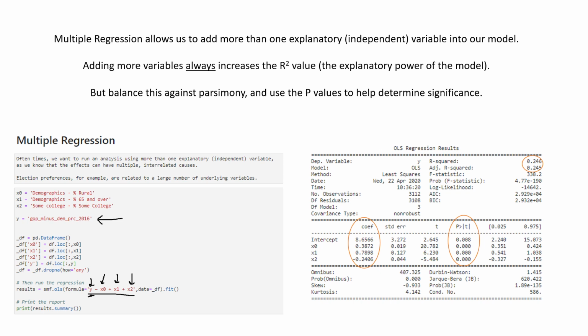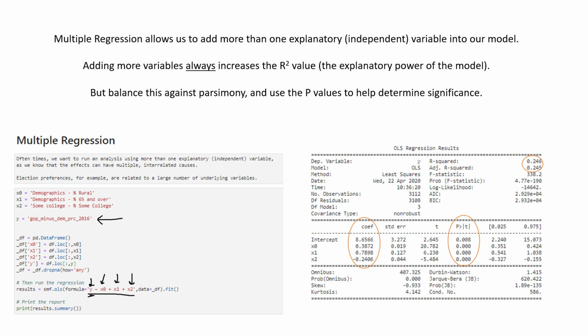Our result has similar things that I want to pay attention to. One is our R² value. So we're explaining about 24% of the variance, 24% of the variability of how a county voted is related to how rural it is, how much of the population is over 65, and how much of the population has had some college. So we're starting to get a pretty strong model here explaining voting patterns. And if you want to dig into all 200 different variables in the county health rankings, you can try to explain this even further.